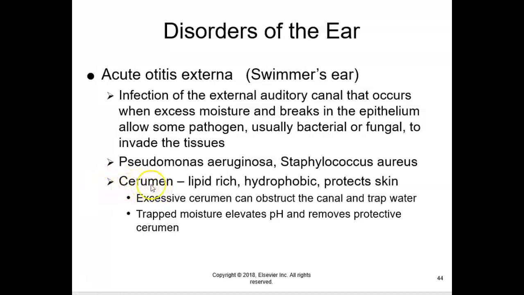Cerumen, which is earwax, is lipid rich and hydrophobic, so it repels water and helps to protect the skin. So it serves a protective purpose. Sometimes if there's excess cerumen or earwax, it can obstruct the canal and trap the water, which changes the pH in the ear and causes the protective cerumen to be removed, making the patient more prone to that swimmer's ear or acute otitis externa.